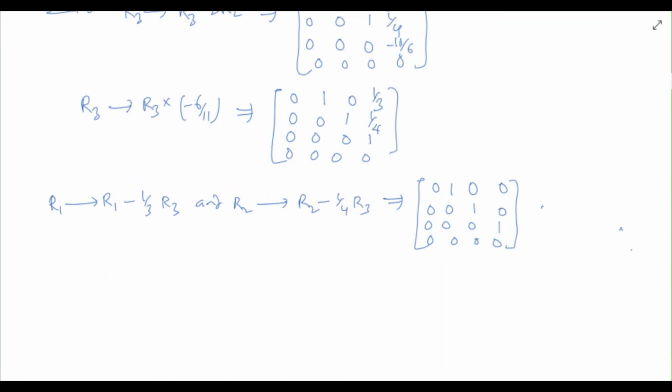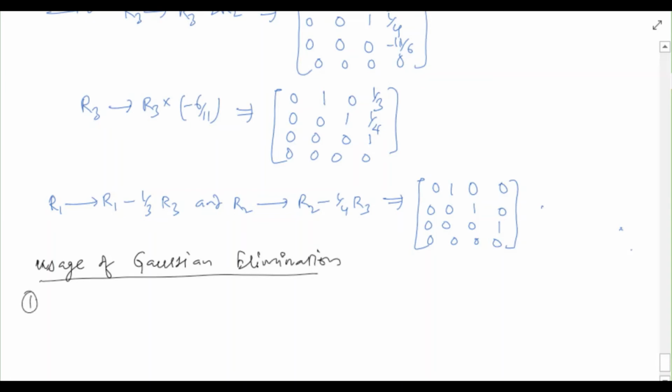We will now see several uses of Gaussian elimination or uses of reduction to RRE form. The first application is computation of determinants.